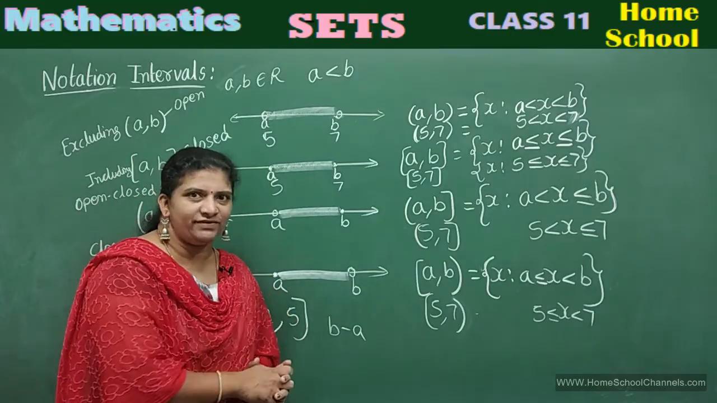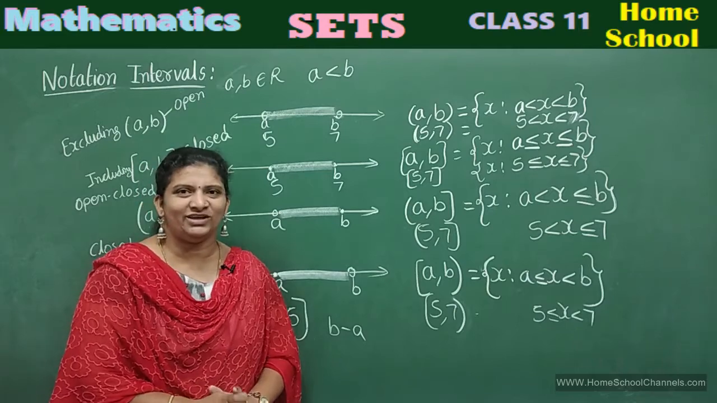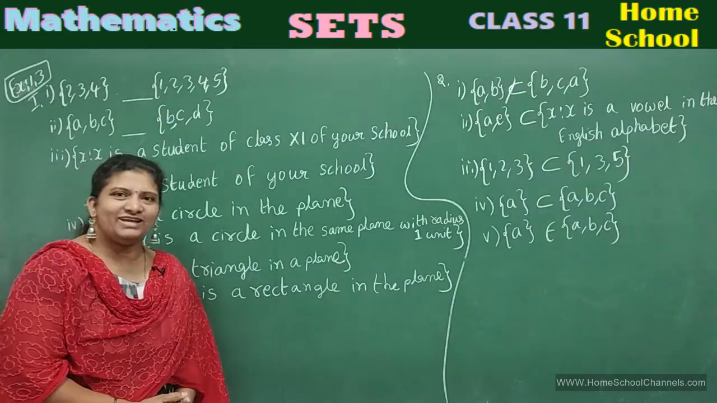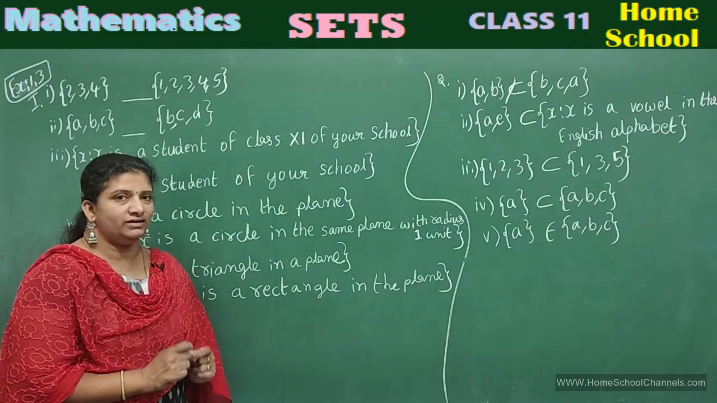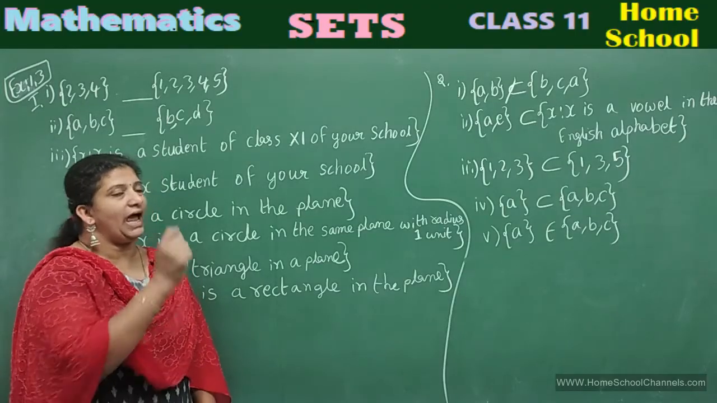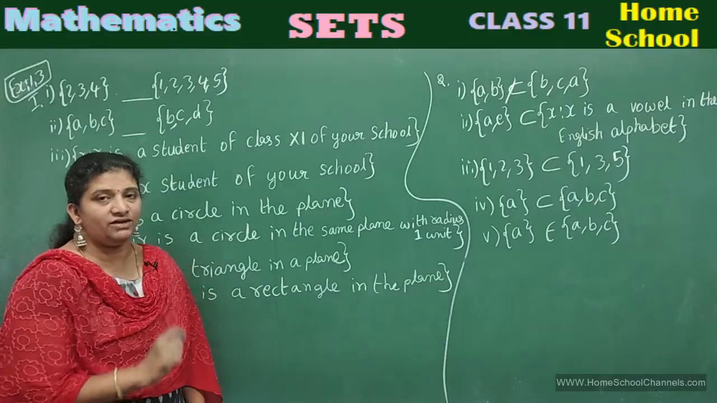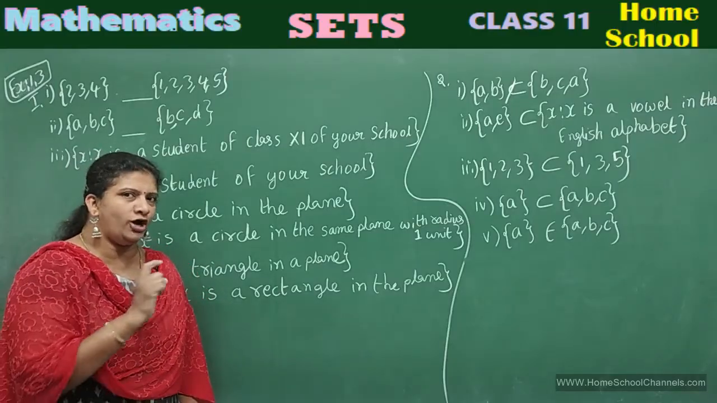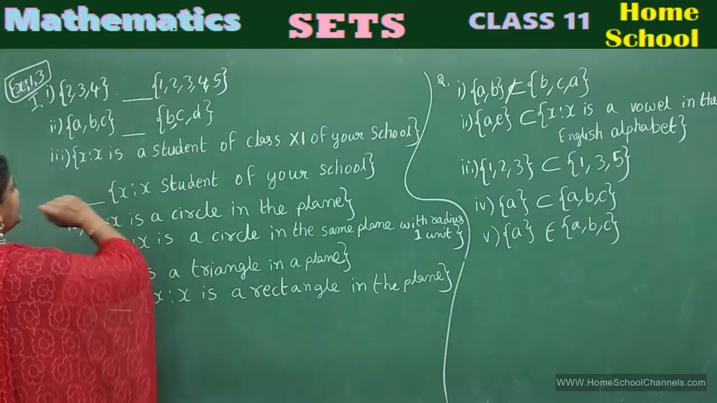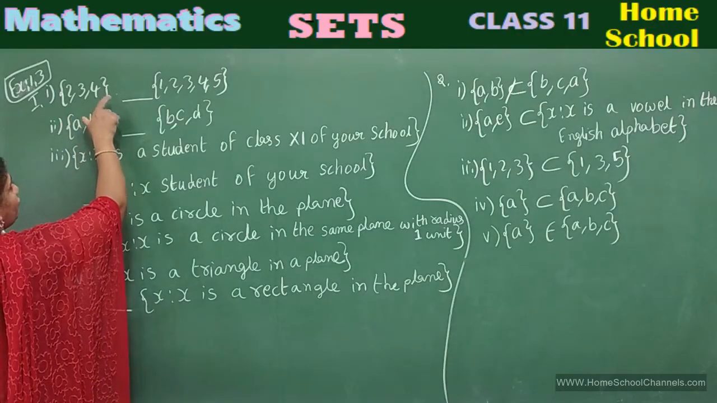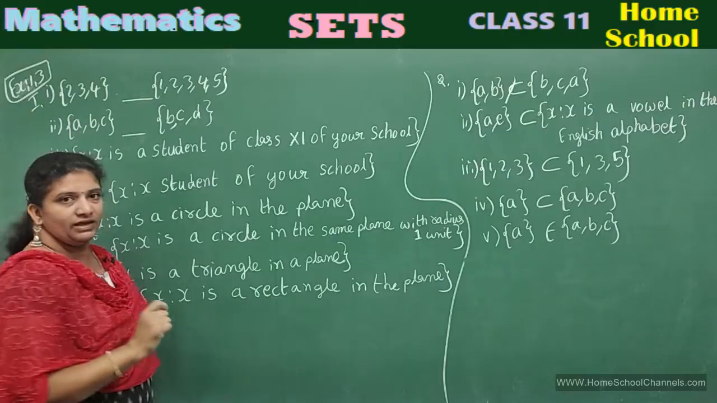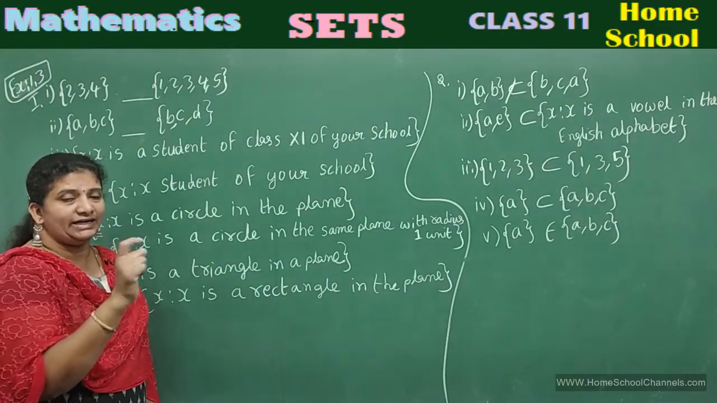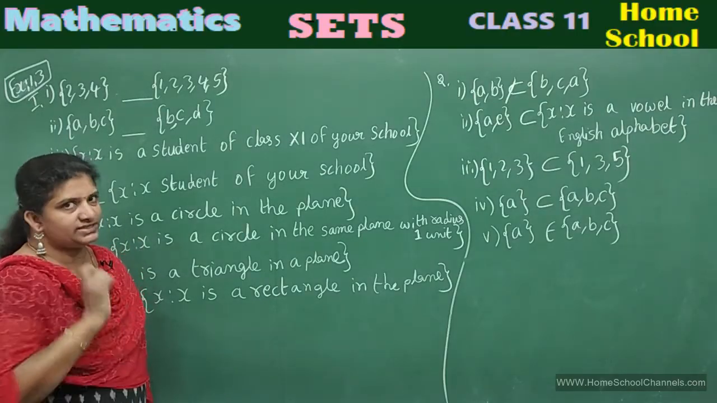So if you are perfect with all this, we are going to continue the exercise. Let's start here, exercise 1.3. First, make the correct statement and fill up the blanks given with subset or not a subset. See the first one, set {2, 3, 4} and set {1, 2, 3, 4, 5}. They did not give any letters. They have given only sets.